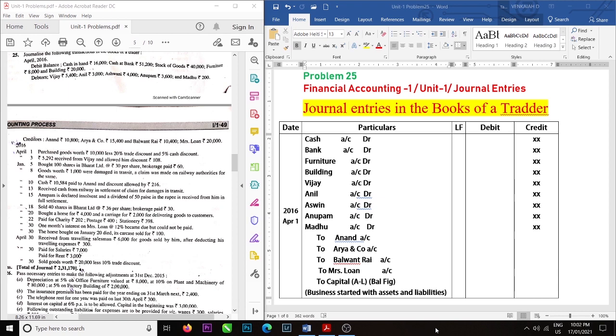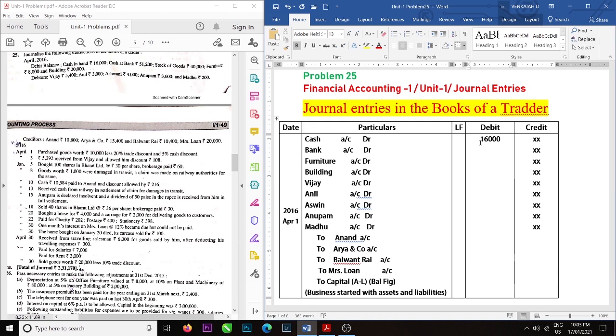Now we are solving problem number 25 of preparation of journal entries from the transactions. As usually, in this 25th problem, there are opening assets and liabilities. We record those opening assets and liabilities as opening entry. So first amount is the debit balances, cash in hand. Amount is 16,000.